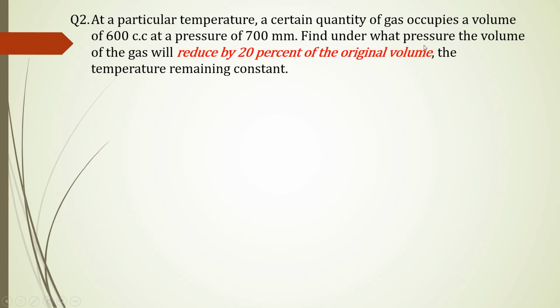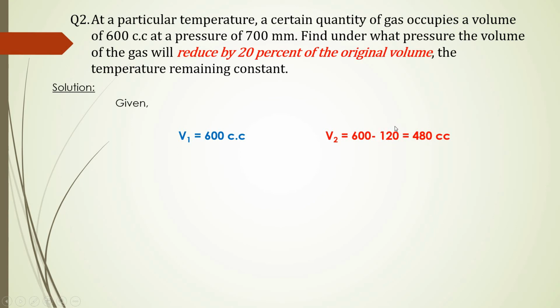Now we need to find final pressure, but here the condition of volume is given in terms of reduced by 20% of the original volume. So let us write down the given conditions first. So V1 is 600 cc, which is the initial volume. Now V2 has been reduced by 20% of the original volume. So 20%, 600 minus 120 gives 480.